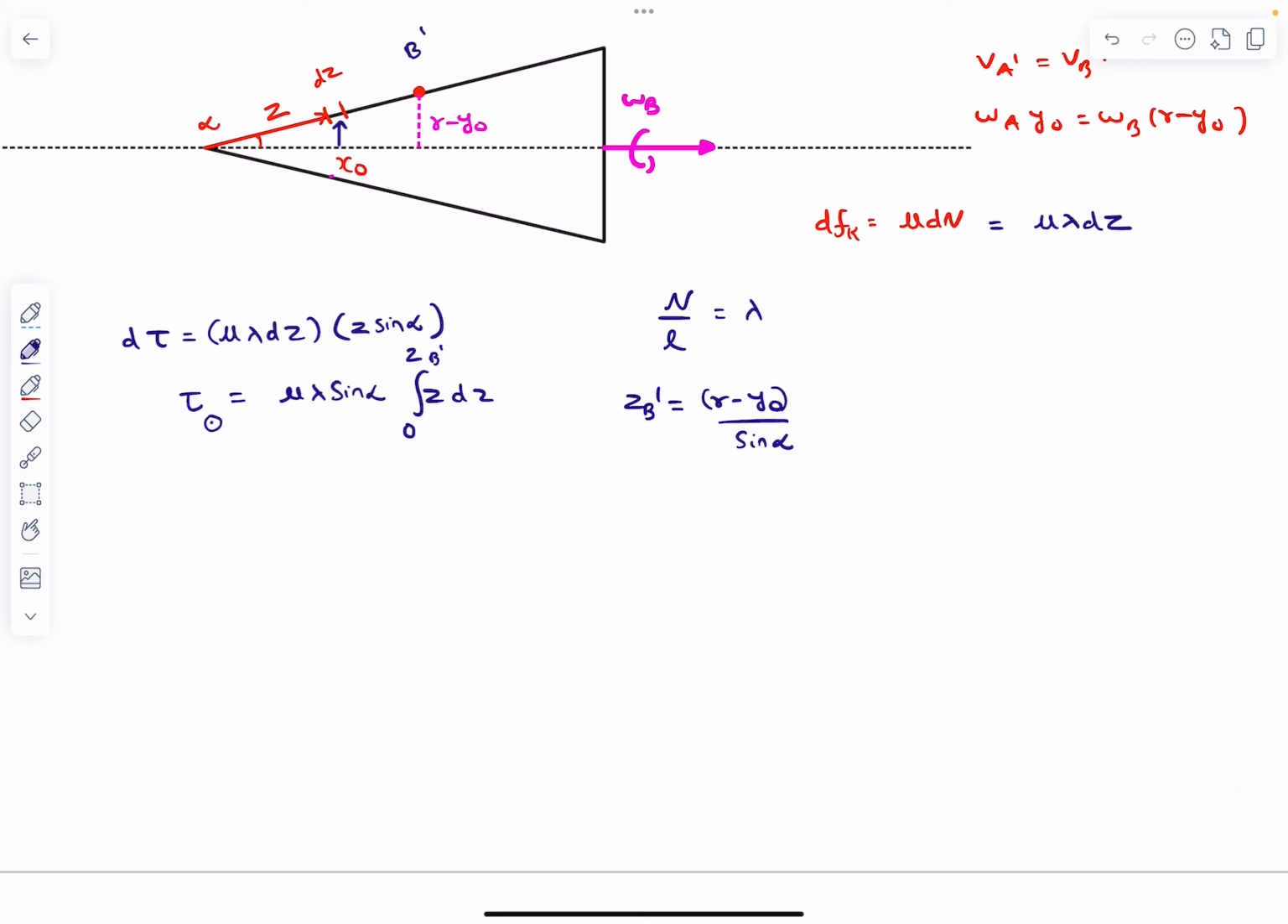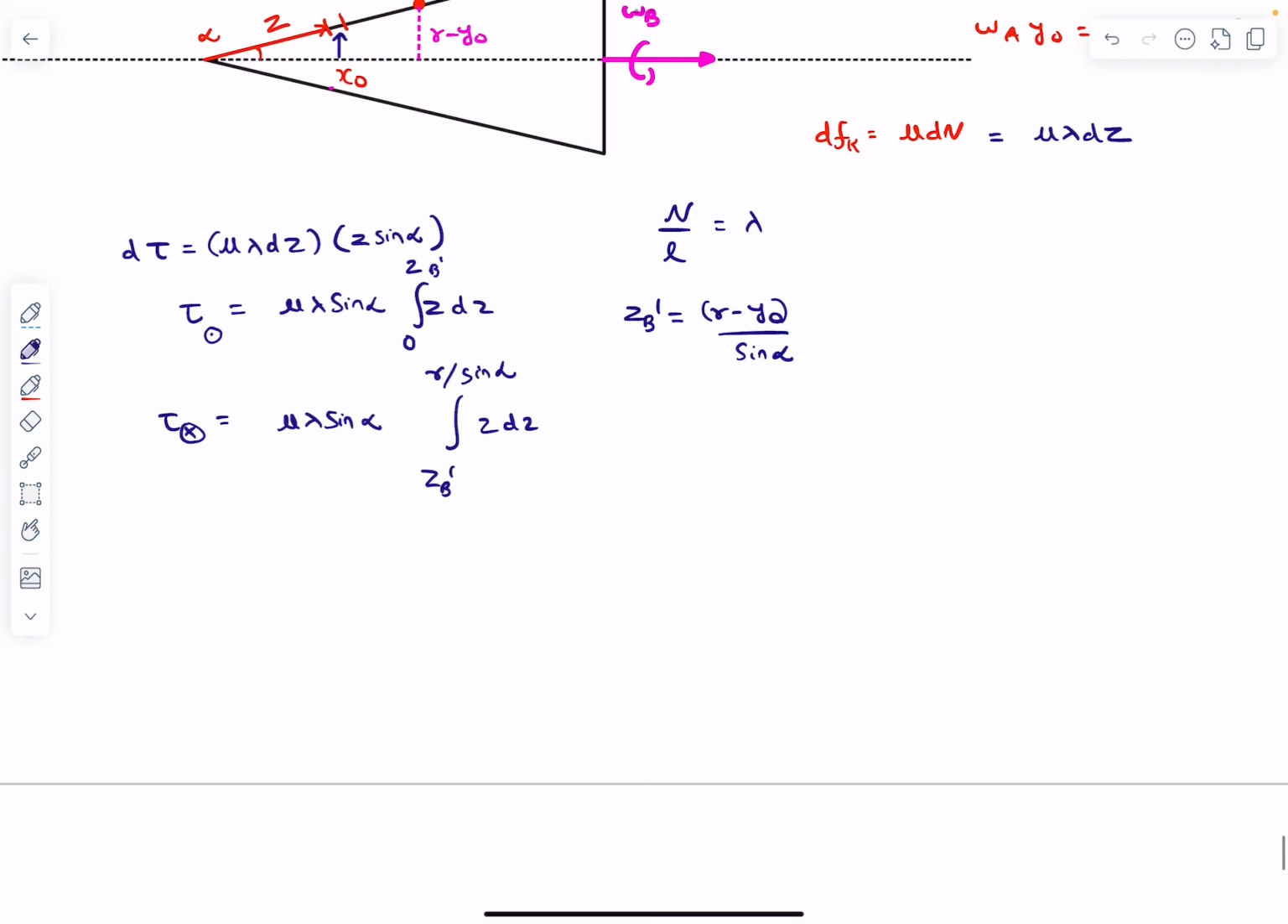Now let's calculate the cross torque. The calculations are going to be exactly the same. So it's going to be mu lambda sine alpha z dz. But now the limits are going to change. The limits will be from z B dash, right? Because we are starting from this point now and we'll end at this point. Now, what is the z coordinate of this point? Well, we know the radius is r, right? So this z is going to be r upon sine alpha. Final z coordinate is r upon sine alpha.